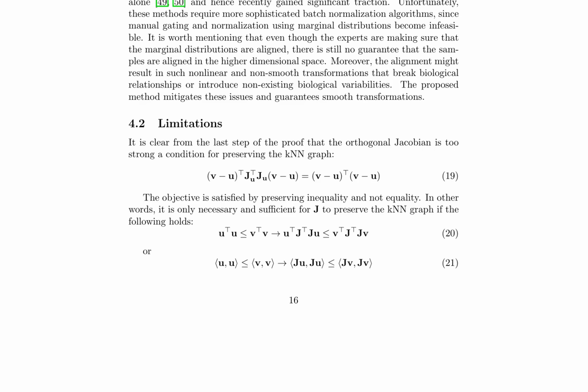The authors acknowledge limitations of the method, specifically the assumption of an orthogonal Jacobian, which is too strong a condition for preserving the kNN-Graph. They propose a relaxed condition, where the Jacobian only needs to preserve the inequality of the kNN-Graph, rather than equality. Future work should investigate the theoretical implications of this relaxation and explore the application of the proposed method to other biological datasets.